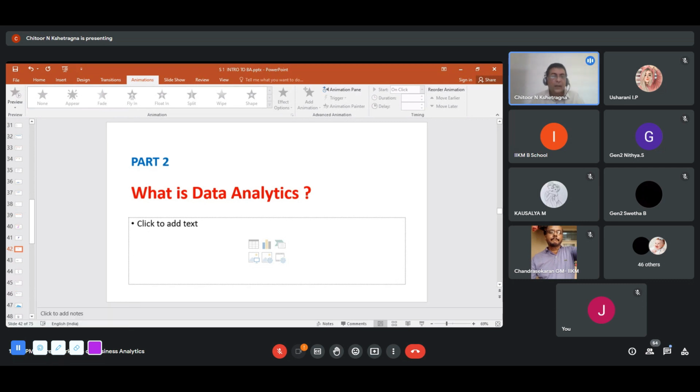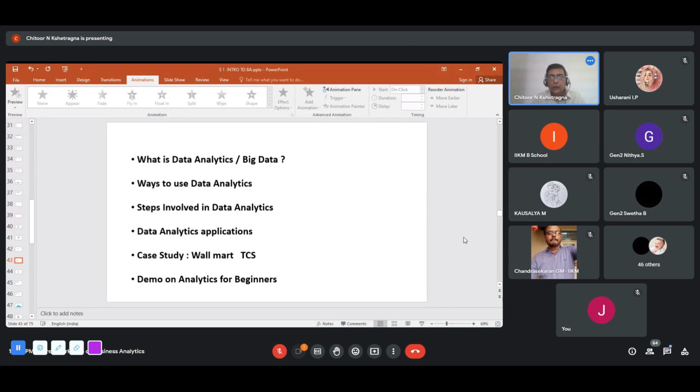Here we're going to look at what data analytics is. I'll spend just 15, 20 minutes. It's not going to be very heavy because I know most of you are freshers and I don't want to put too much heavy stuff into this. Majorly, I'm going to look at what data analytics is and what big data is. Everybody's talking about big data, big data, big data. What exactly does big data mean? How do we use data analytics? What are the steps involved? And how do you apply this? Then we look at a Walmart TCS case study. And for the last 10 minutes, I'll give you a small demo using RStudio of how we can do business analytics. So this is what the next 15, 20 minutes of the presentation is going to be like.